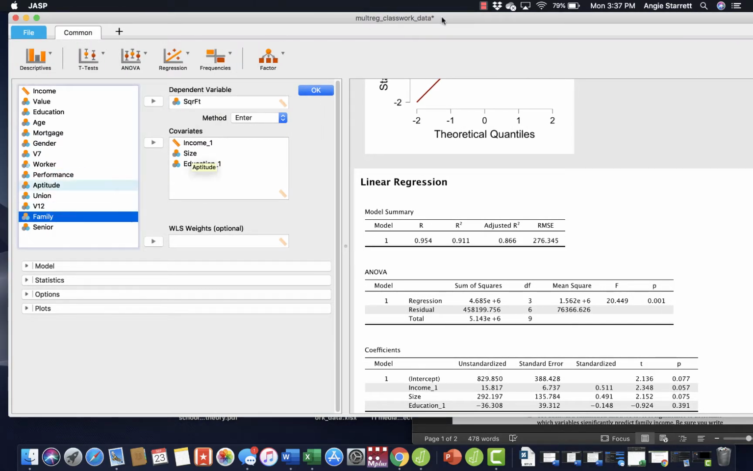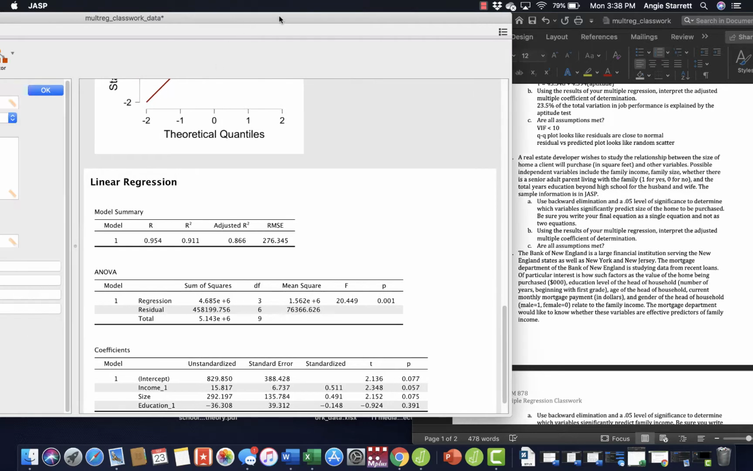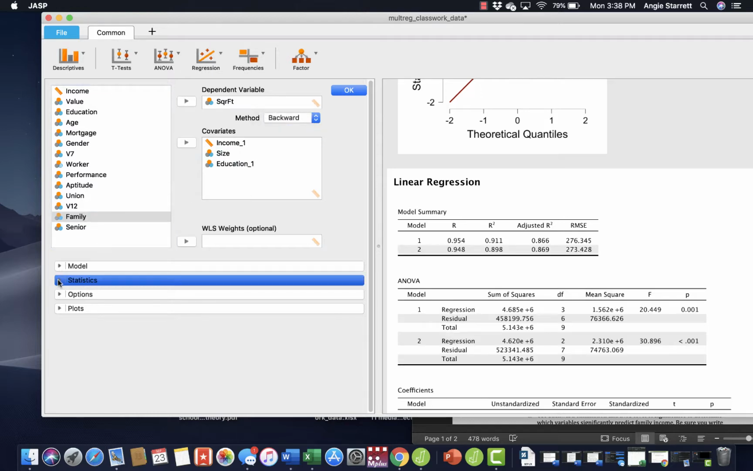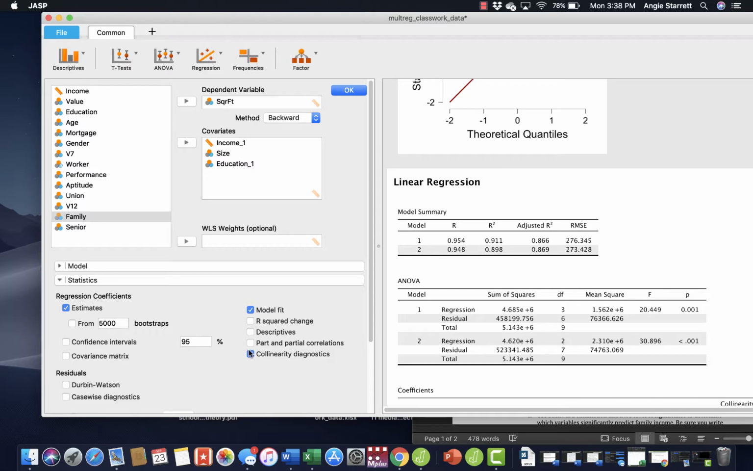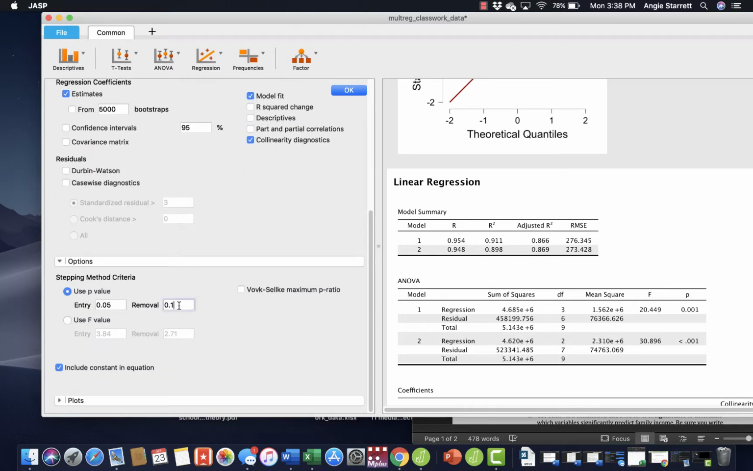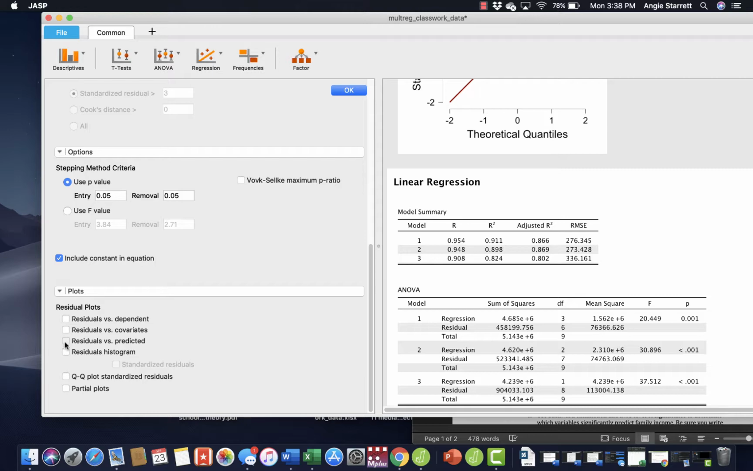I'm wondering, family income. Let's see here. We got everything. Income, size. Yep, that's everything. Because I was thinking that family is just a name for the actual family. So that's everything. We want to change our method to backward. We want to go under statistics, check collinearity. Go under options, change our removal to 0.05. And under plots, check residuals versus predicted and the QQ plot.